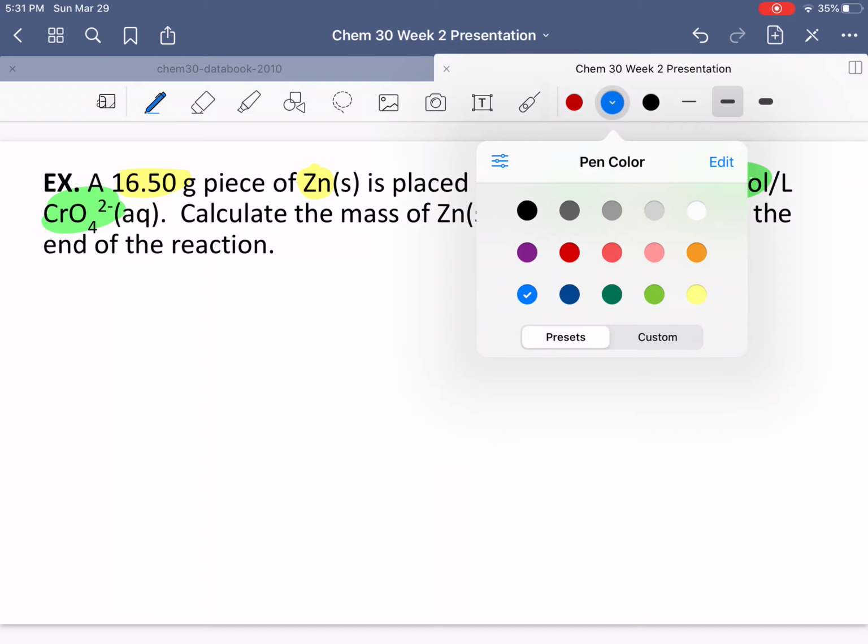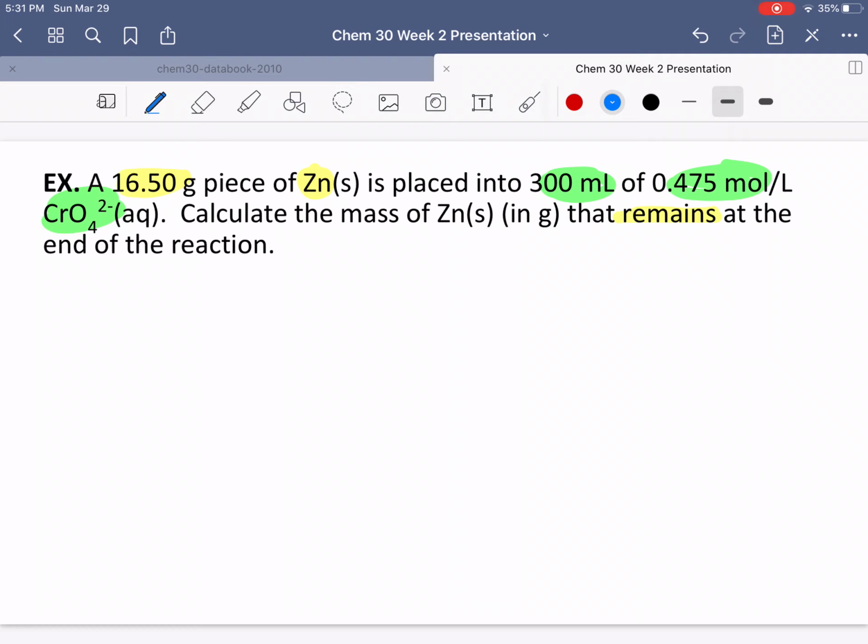Okay, think carefully about what's going on. In other words, this mass at the beginning is actually an initial mass. That's that starting mass of zinc. It's not what we finish off with. And we want to know what mass is left over. We're looking for final mass, if you will, which again complicates things a bit.